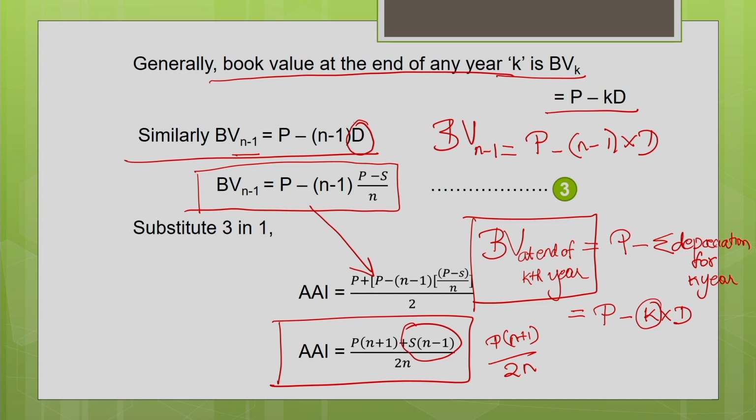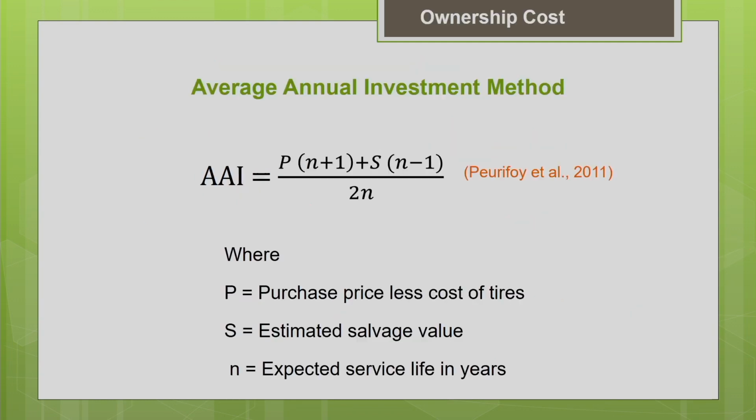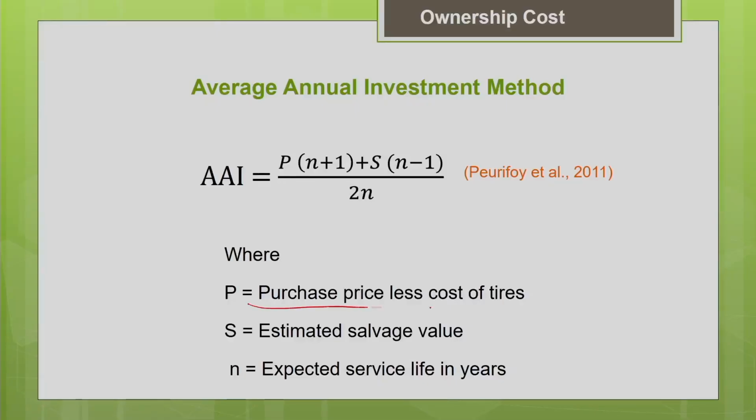So this formula you are going to remember, and all the components of the ownership cost we are going to express as a percentage of the average value of the machine when you follow this methodology for the estimation of the ownership cost. P is the purchase price. Obviously, you have to deduct the cost of tires because tire cost will be considered under the operating cost. Then S is the estimated salvage value and n is the service life of the machine.